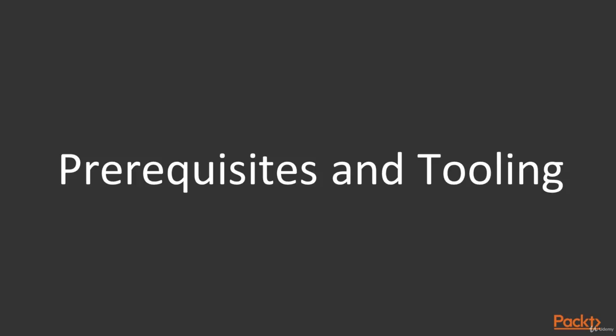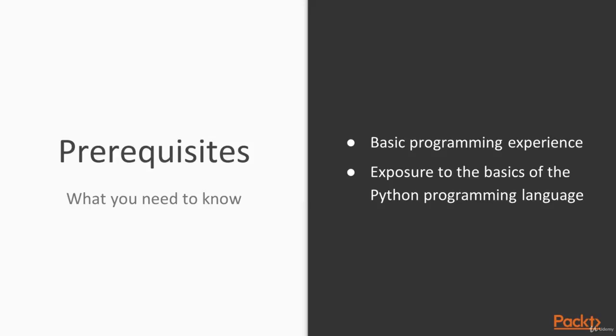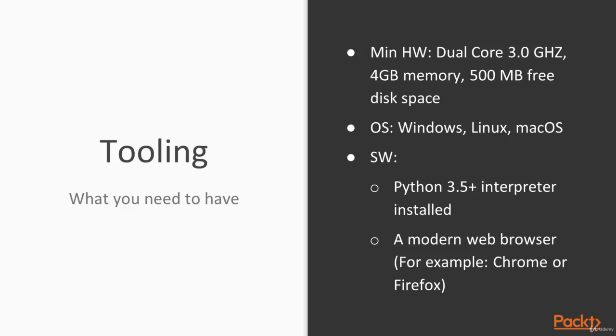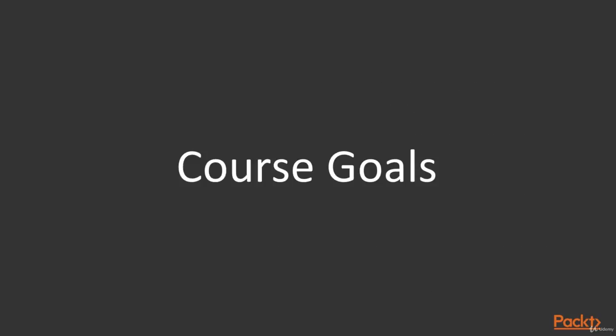So what do you need in order to take this course? In terms of knowledge, you don't need to be a programming ninja, neither do you need to be a Python guru. You just need a basic programming exposure and some knowledge of the basics of the Python programming language, which is very easy. In terms of hardware and software, you will just need a modern laptop setup. And in terms of software, we will be working on the Python 3 platform, so you will need at least a 3.5 interpreter installed, and you will need a working internet connection and a modern web browser.